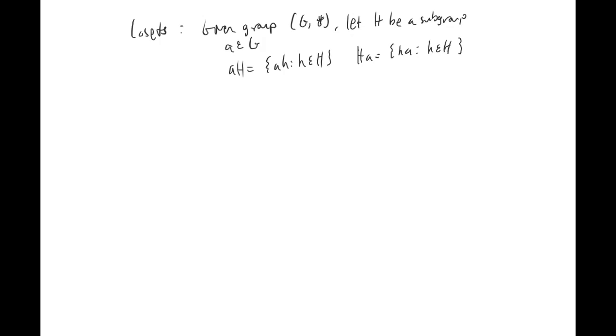So let me ask a question. What is eH, where e is the identity of G? Can anyone tell me that? Yeah, it's just H, right? Just go by definition. eH is the set of eh such that h is in H, but the identity does nothing, right? So eH is just H.